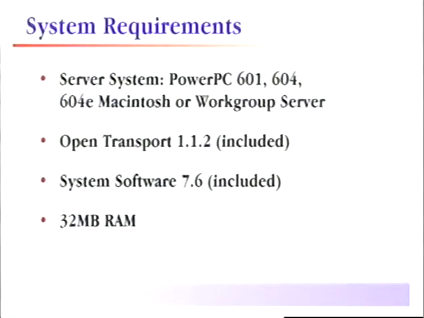The system requirements for AppleShare IP 5.0 are fairly basic. First, it's a PowerPC processor, 601, 604, or 604E. We don't support any of the 68, 040, or 030 systems. AppleShare IP 5.0 is completely native. It requires System 7.6, which we've included in the box, and also Open Transport version 1.1.2, which is also included. Additionally, AppleShare IP 5.0 requires 32 megabytes of RAM installed in the computer.